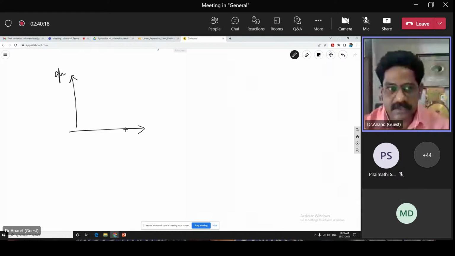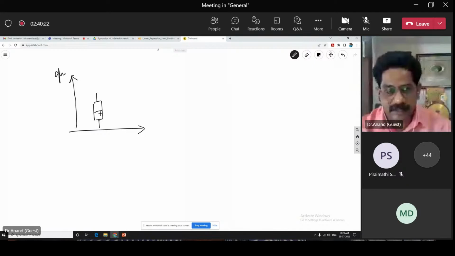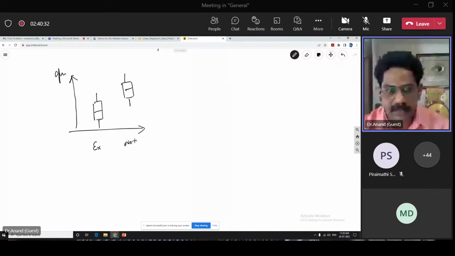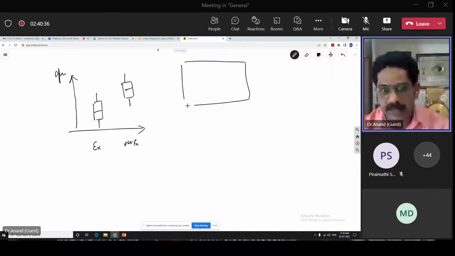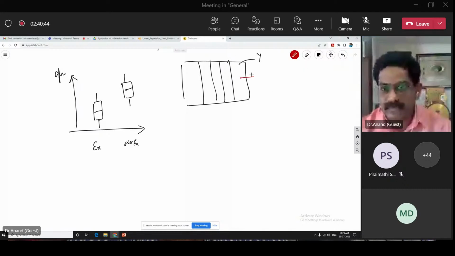Same glucose example. Suppose I have 2 categories. This is one category, called exercise category, and this is another category, no exercise. In my data frame, which is nothing but your tabular data structure, you have so many features. What is the variable you are going to predict? Glucose. This is the output variable.